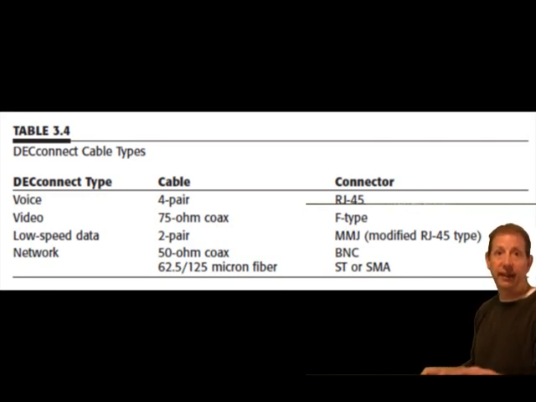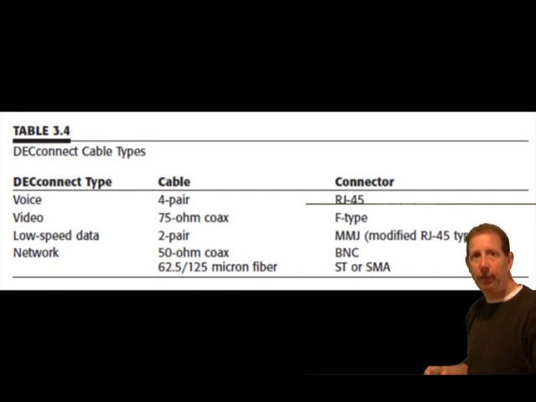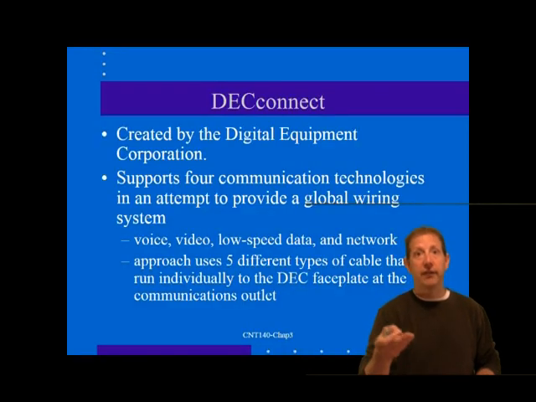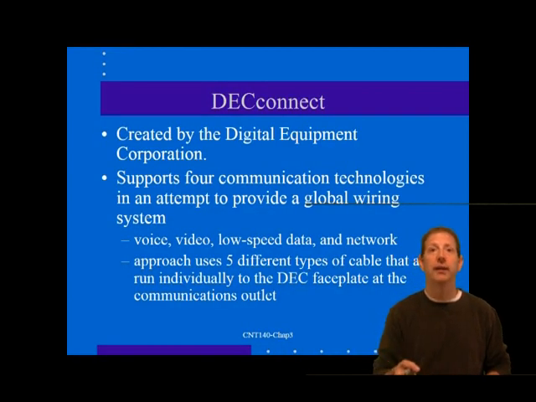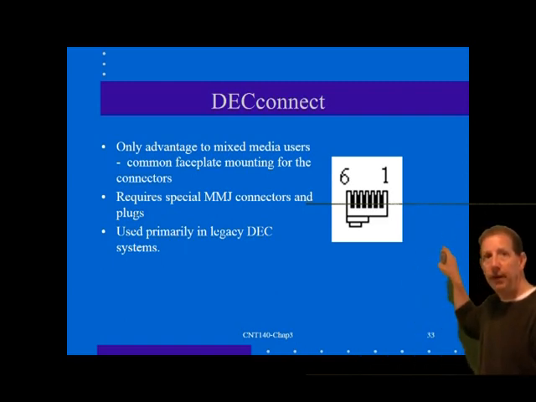The complete DEC system is rarely used because of its separable cable technologies and its unusual data connector. If you must run a different cable type to each workstation, you might as well keep each technology totally separate. The only advantage the DEC system offers to the mixed media user is a common faceplate mounting for the connectors. The system uses a unique MMJ connector with an offset locking tab and keyway, which is shown here behind me. Now, unlike a normal keyed jack with an extra keyway at the side of the opening, the MMJ will not accept a non-MMJ plug at all.